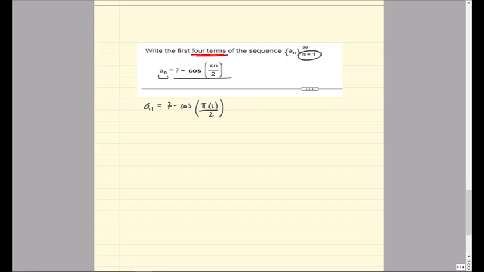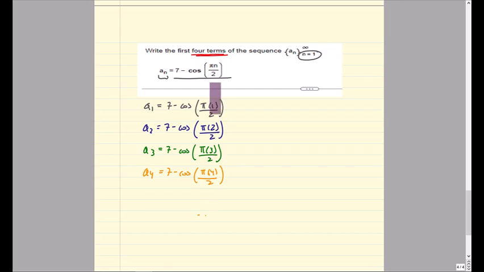Now we'll evaluate these after I go through and look at all of the patterns here. So this would be 7 minus cosine of pi times 2 over 2. Okay, next one would be a sub 3, which would be 7 minus cosine of pi times 3 over 2. Notice we're getting all quadrantial angles here. A sub 4 is equal to 7 minus cosine of pi times 4 all over 2. So you can see the sequence here. Everything is staying the same because I only have one value of n, but I have 1, 2, 3, 4 that's changing in the numerator.